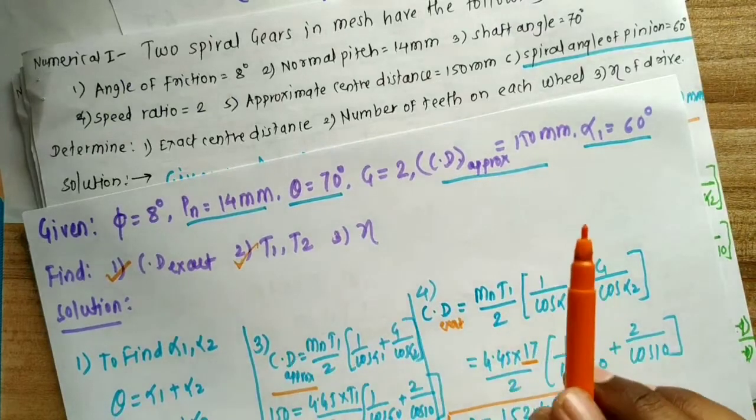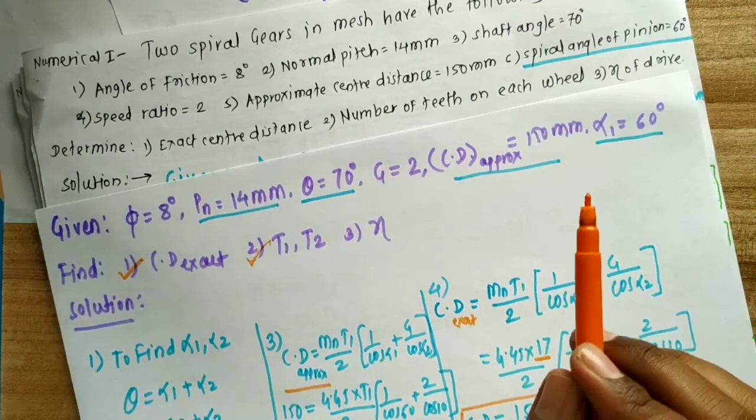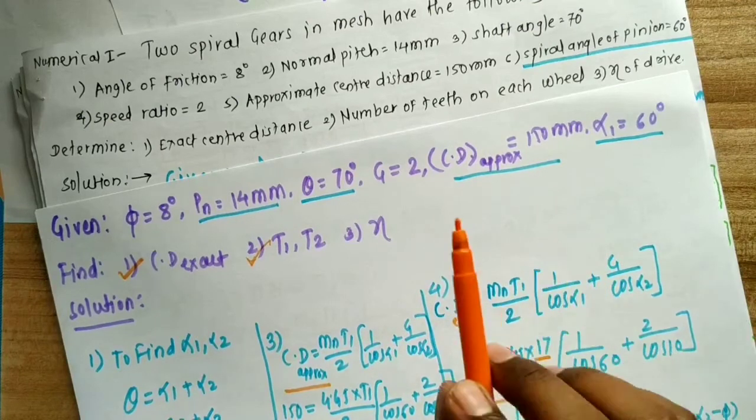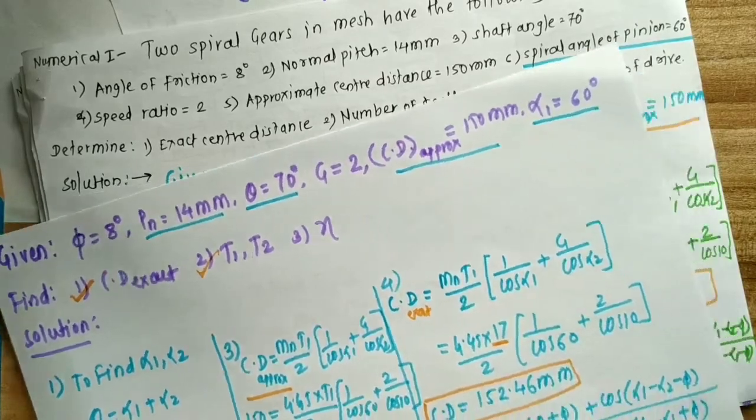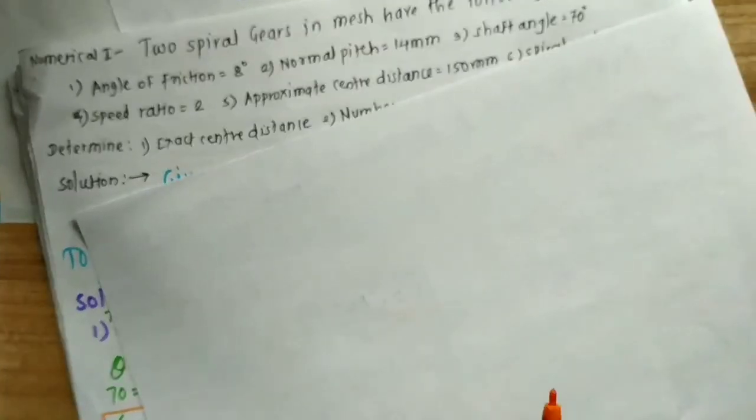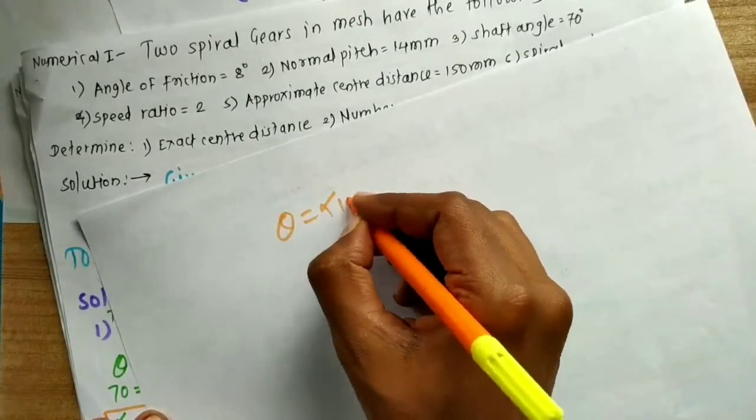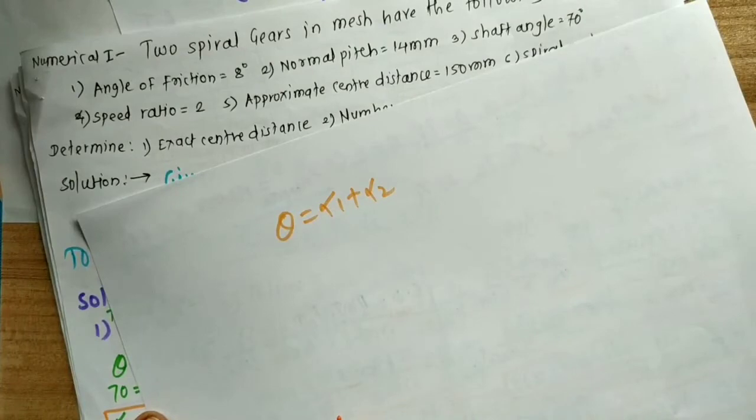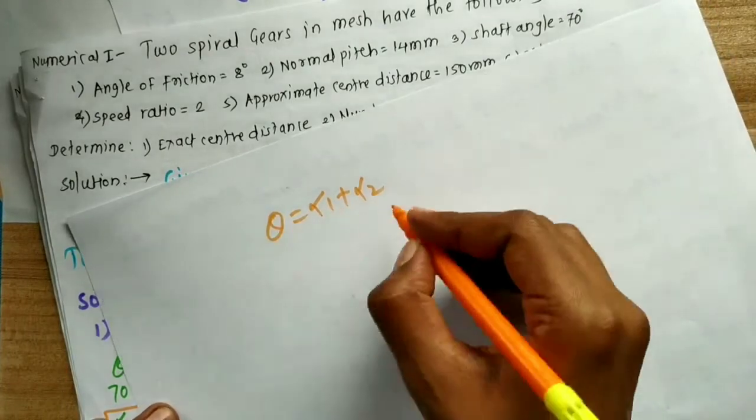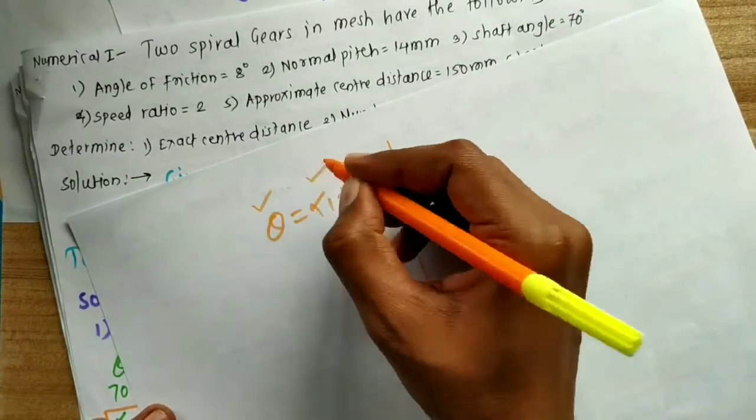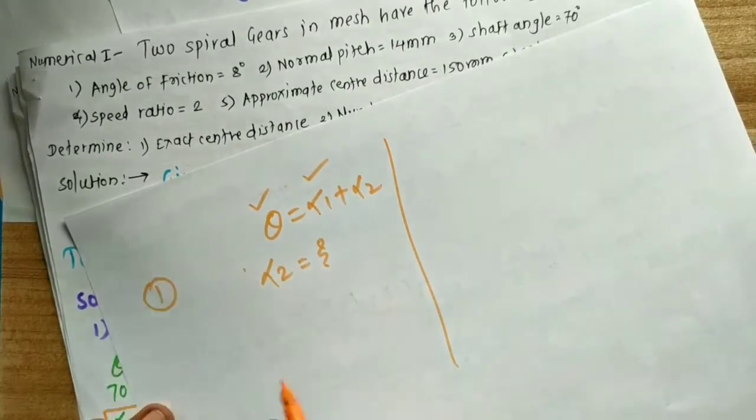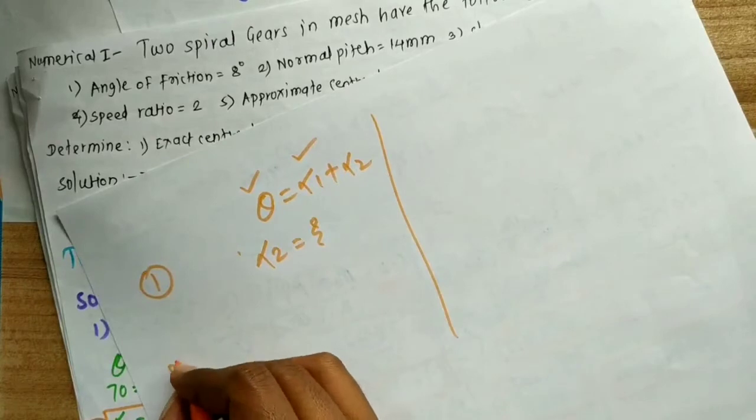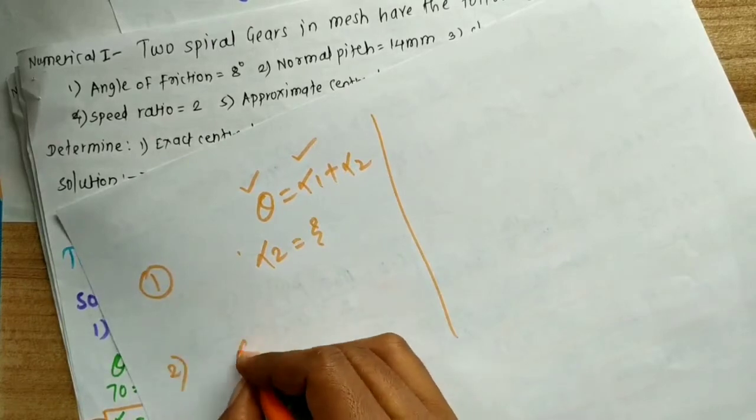In the numerical, observe what things are given to determine spiral angles. In each numerical, some different data is given for finding the spiral angle. I'll repeat. Let's say in this numerical, we get the spiral angle from the formula theta is equal to alpha 1 plus alpha 2. So in that case, if theta is given and alpha 1 is given, I can find alpha 2. This is the first type.